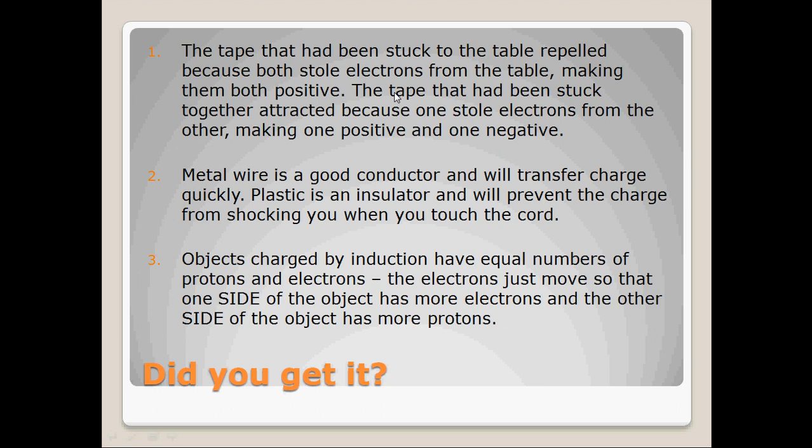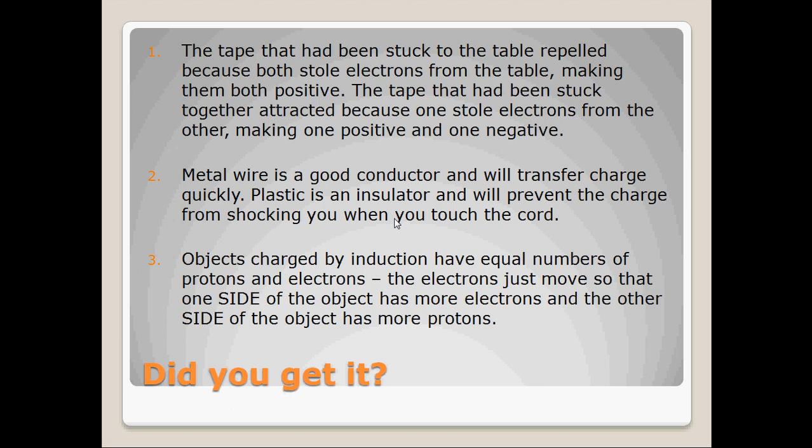Whereas when we had tape stuck to another piece of tape, one piece of tape stole electrons from the other one, which means that the one that stole the electrons was negative, the one that lost the electrons was positive, and then they're able to attract each other. Okay. For the second question, your power cord has metal wires in the middle. Because that metal is a good conductor, it's going to take that charge from the outlet and quickly send it on up to your computer and then back again. Okay. Now the plastic or rubber casing on the outside, that's serving as an insulator so that when you grab your power cord, the charge doesn't then come up into you and give you a nasty shock.